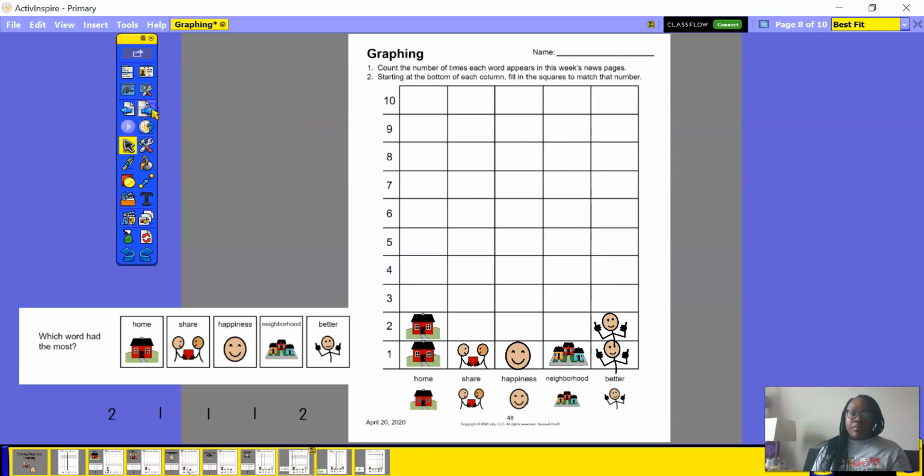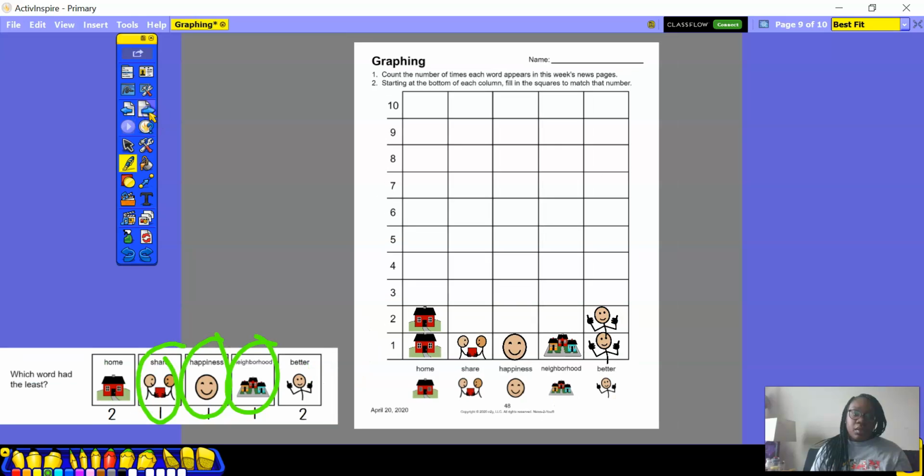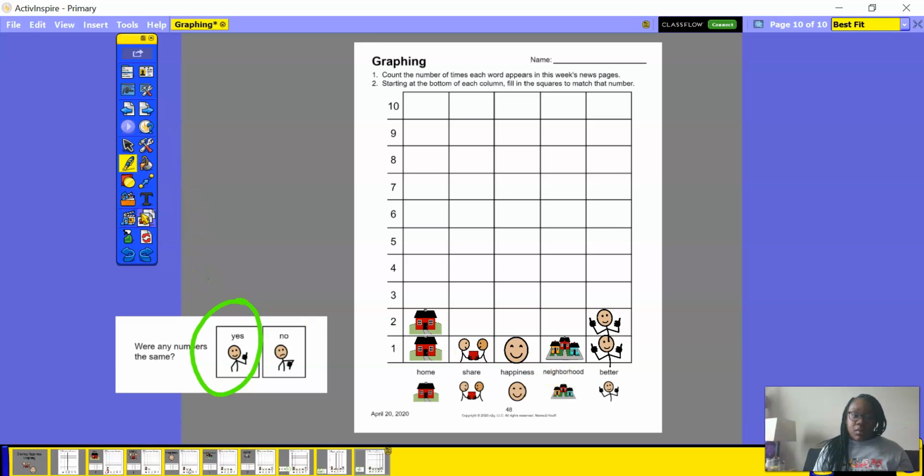And so we found out that the words home and better had the most, they had more, and that share, happiness, and neighborhood had the smallest or the least amount. And from that information, we were able to determine that home and better had the same number, and that share, happiness, and neighborhood also had the same number. All right, and that is the end of our graphing lesson.